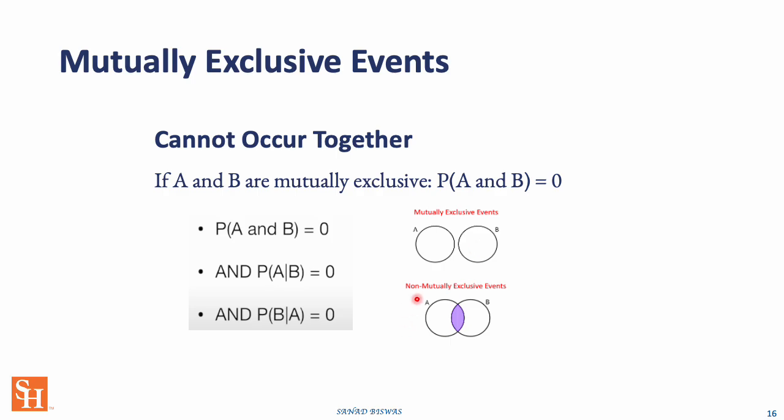And two events are not mutually exclusive if there is something in common between these two. For example, here you can see there is some part of A and B which is in common, therefore they are not mutually exclusive.